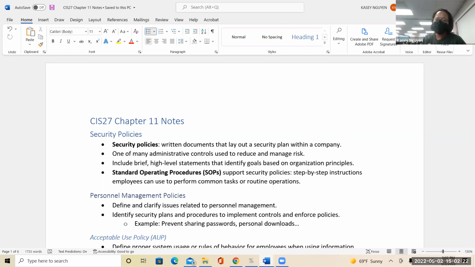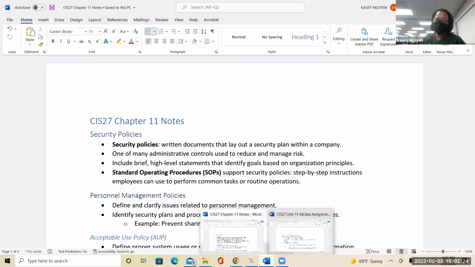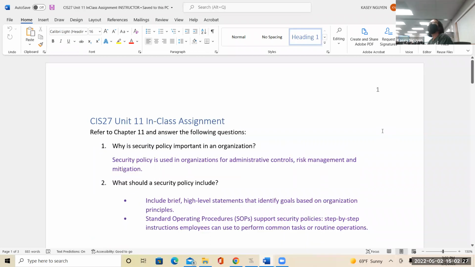So the first question asks you, why is security policy important in an organization? It is really because it allows us to look at how we can control the people, which is administrative control, and to manage our risk and eventually mitigate our risk to an acceptable level. We understand that we cannot remove risk 100%. Not all risk can be removed, but it can be reduced down to something acceptable.